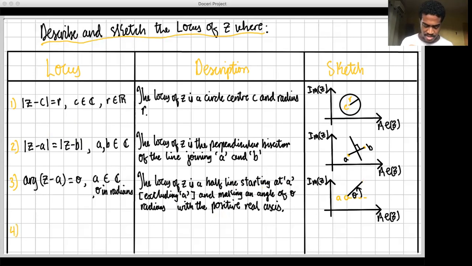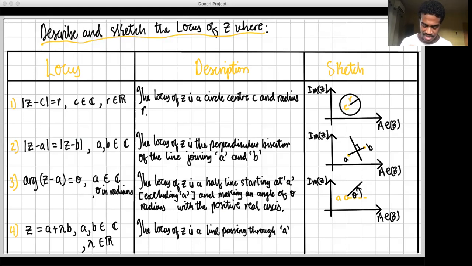And finally, we have z is equal to A plus lambda B, where A and B are elements of the set of complex numbers and lambda is an element of the set of real numbers. The description for this is the locus of z is a line passing through A and parallel to B. So your general sketch will be this.